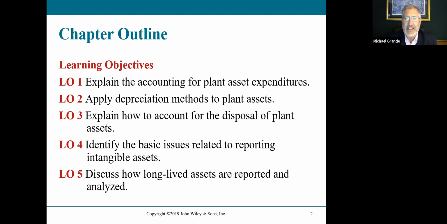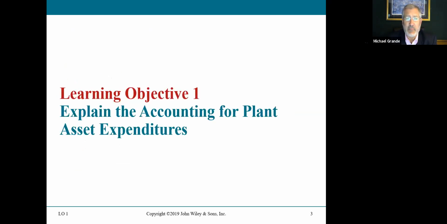We want to first explain the accounting for plant asset expenditures, which are long-lived assets, and we're going to talk about what those are in a few minutes. Apply depreciation methods to plant assets. Thirdly, explain how to account for the disposal, the sale of plant assets. We're going to talk about identifying basic issues related to reporting intangible assets, those assets that you cannot physically touch, and discuss how long-lived assets are reported and analyzed on our balance sheet, the effects on the income statement, and some ratios.